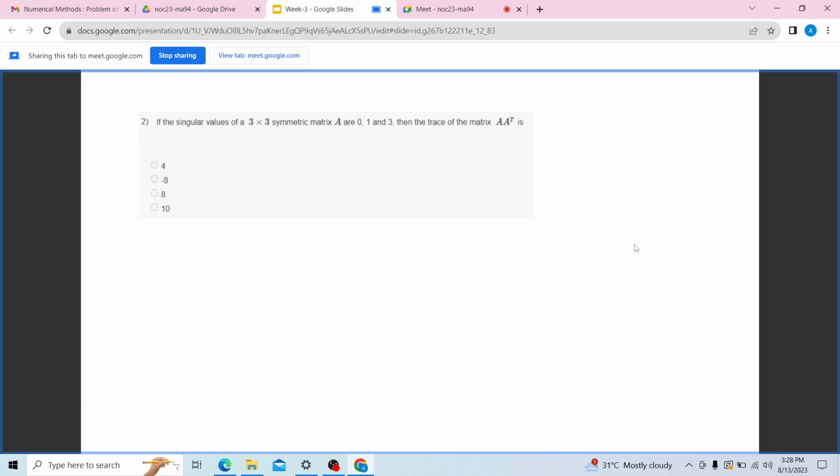So hope you have calculated. Check your answers. So here, what is trace? It is the sum of the diagonal elements. So trace of A into A transpose will be the sum of squares of singular values of A.